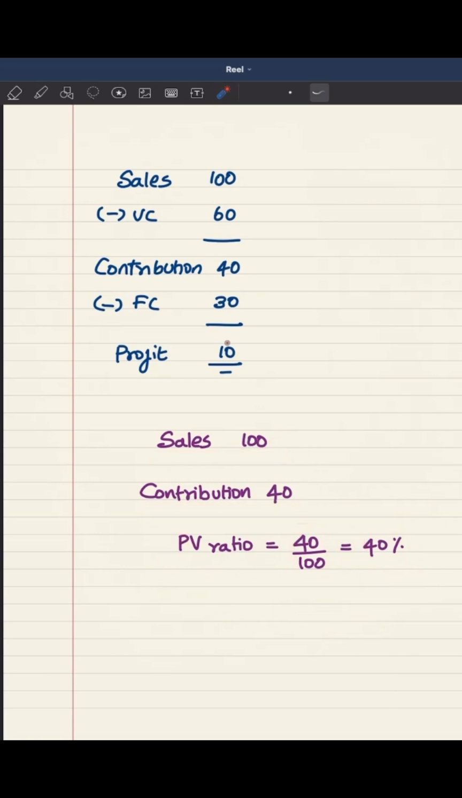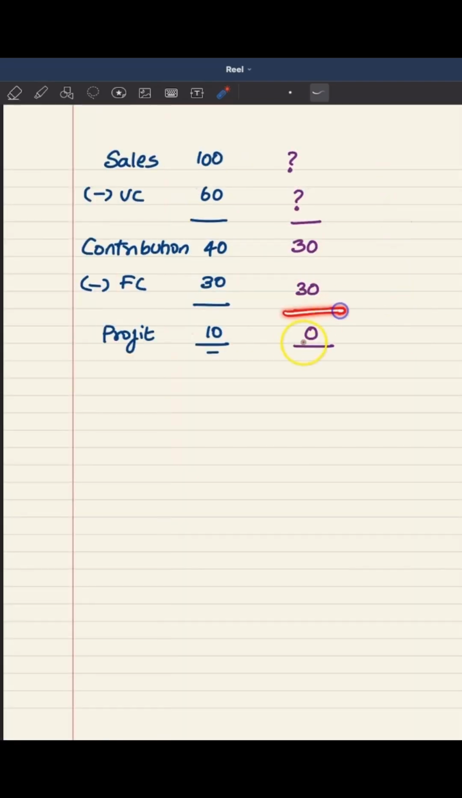Already I told you at break-even sales profit will be 0, but here profit is 10. So this is not the break-even sale. So how do we find break-even sale? See, at break-even sale profit is going to be 0, right? So let's calculate. Here I'm starting with an assumption: profit is 0.